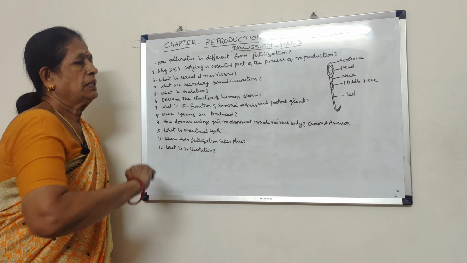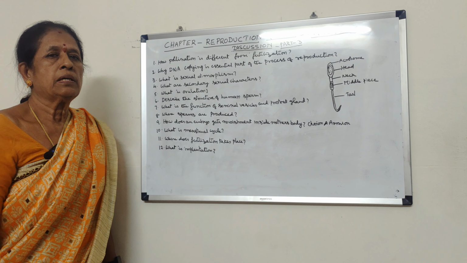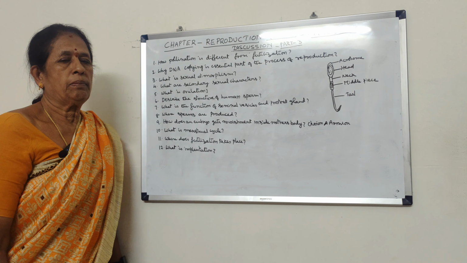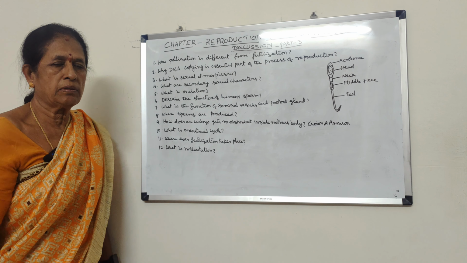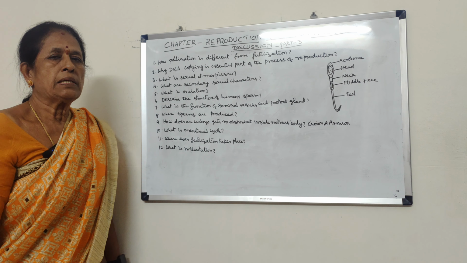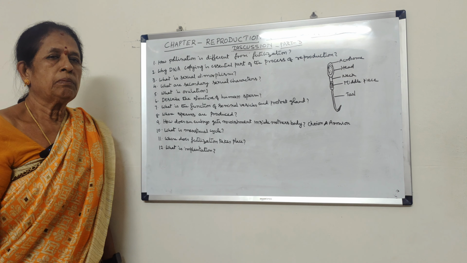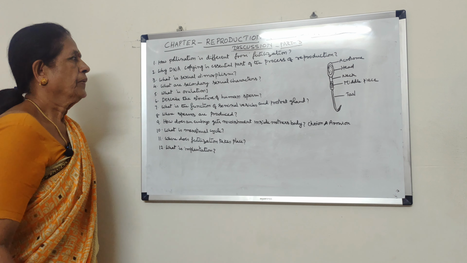And fertilization is the process where the fusion of male and female gametes takes place. So pollination is the first step where pollen grains are transferred to the stigma of the flower, and fertilization is the fusion of male and female gametes. Okay, that is the thing.